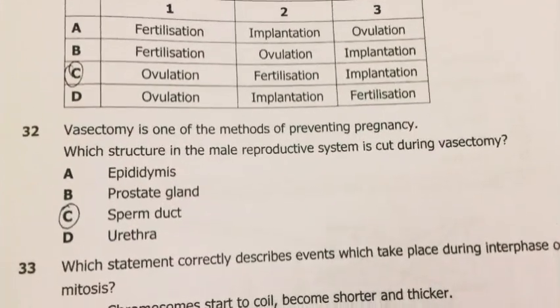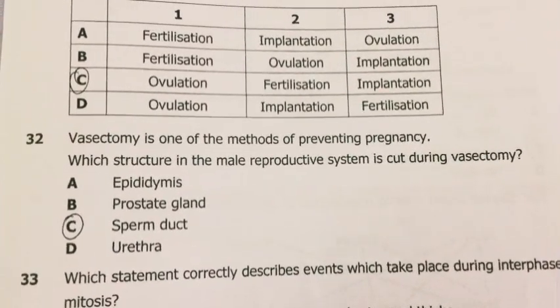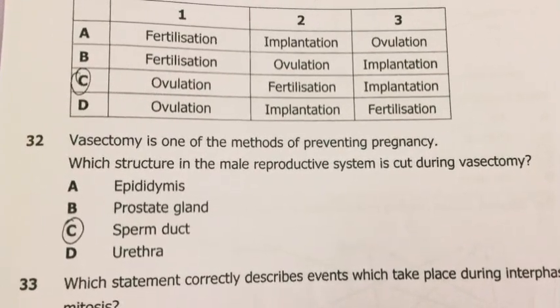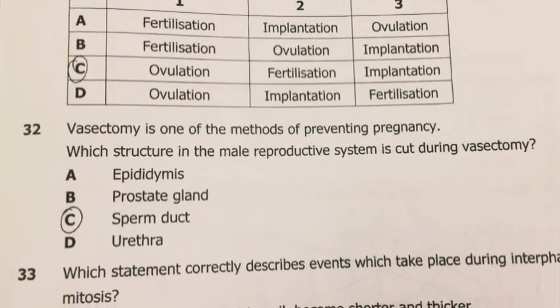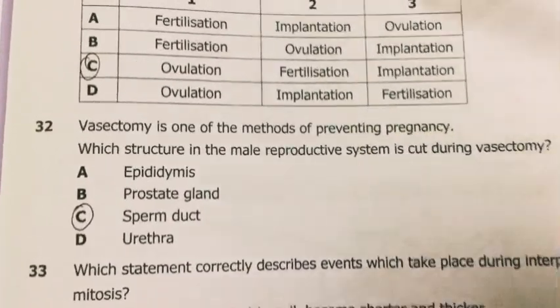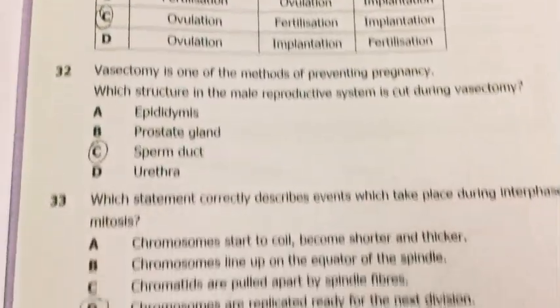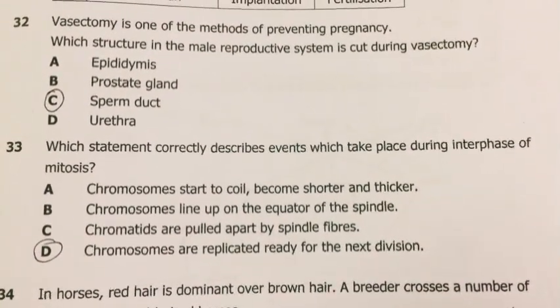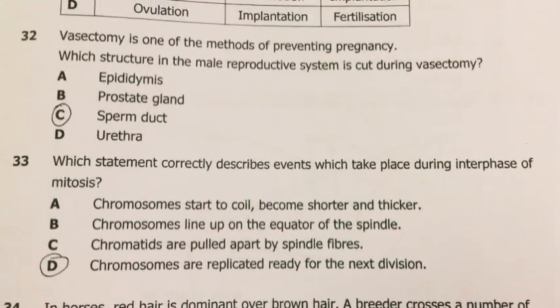32. Vasectomy is one of the methods of preventing pregnancy. Which structure in the male reproductive system is cut during vasectomy? The sperm duct, also known as the vas deferens. The answer there is C. 33. Which statement correctly describes events which take place during interphase of mitosis?